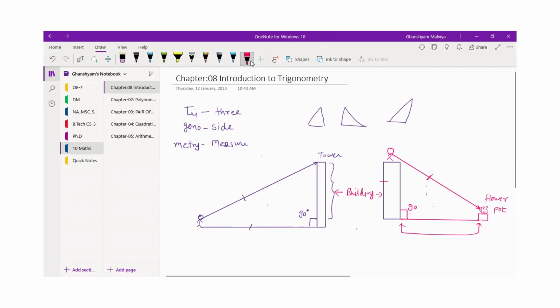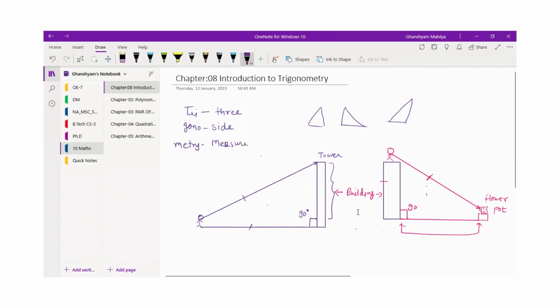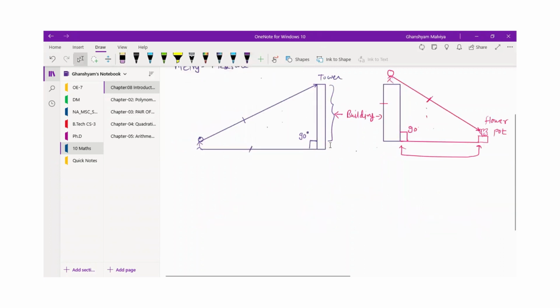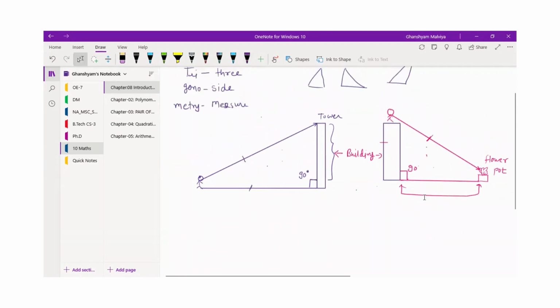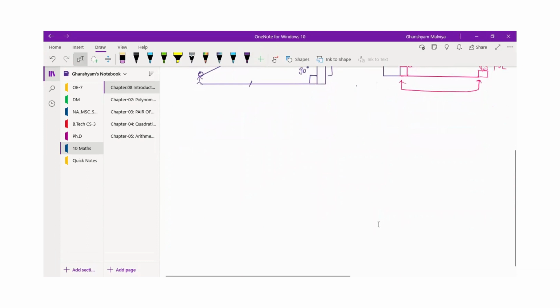Now we are going to see some trigonometric ratios. First we need to understand the trigonometric ratio, then using it you can find the height and distance. These two examples I have given are the applications of trigonometry. So let's start with trigonometric ratios.